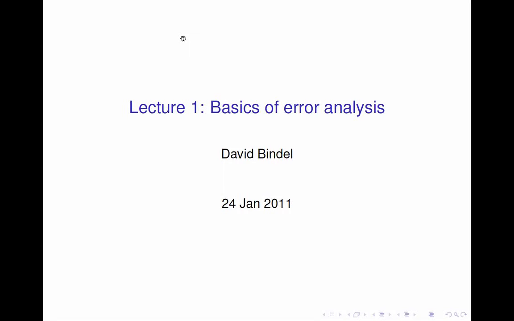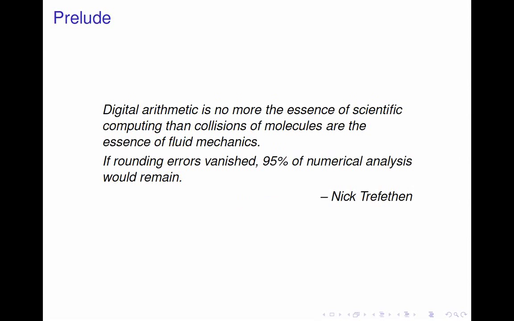So this slide set has to do with error analysis, which is something that's important to scientific computing, although it's certainly not the core essence of scientific computing. In particular, people tend to think about scientific computing as the study of rounding errors. It's not. There's a couple of nice quotes from Nick Trefethen. One of them that I really like is, if rounding errors vanished, 95% of numerical analysis would remain. There is a lot of interesting approximation theory that goes into numerical analysis. And that is related to what we think of as error analysis, but is not identical.